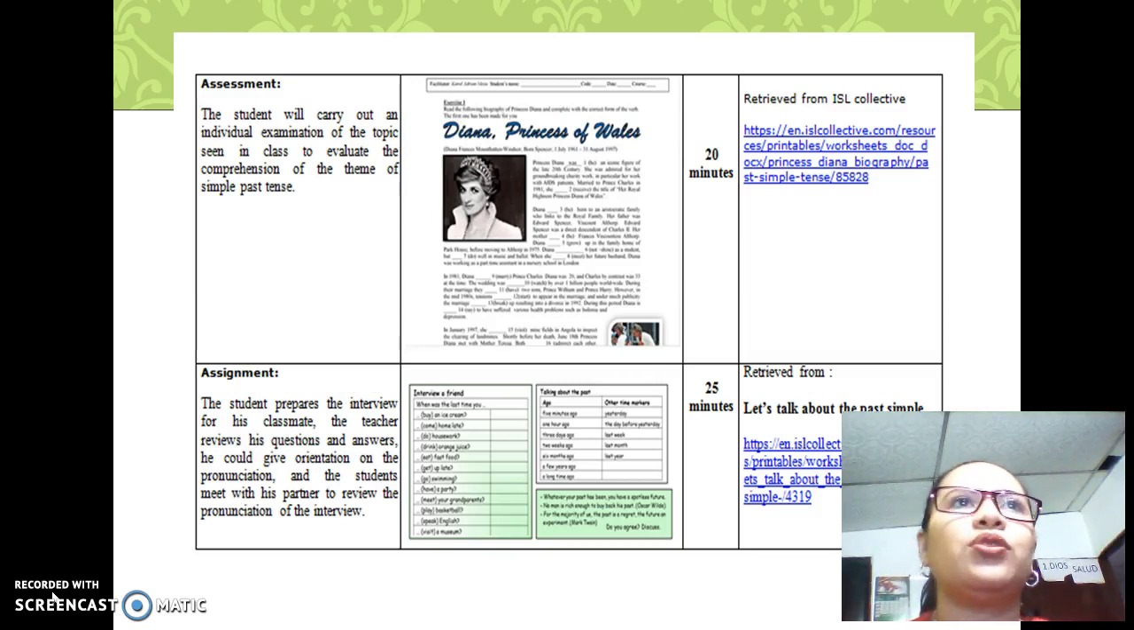Assignment: the student will carry out an individual examination of the topics seen in the class to evaluate comprehension of the tense and the simple past. This is the worksheet about Diana, Princess of Wales. The first part covers regular and irregular verbs, with questions and answers on this topic. The timing is 20 minutes.